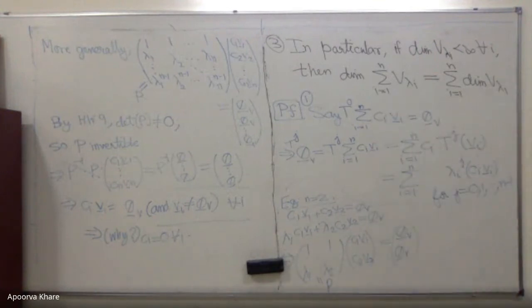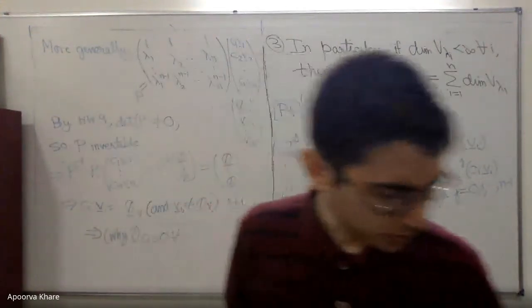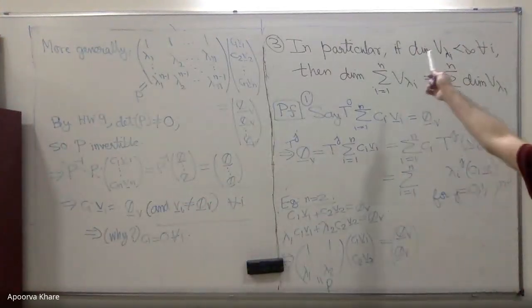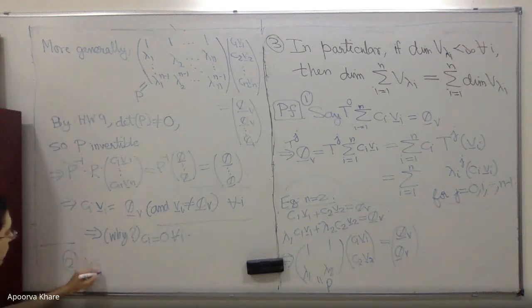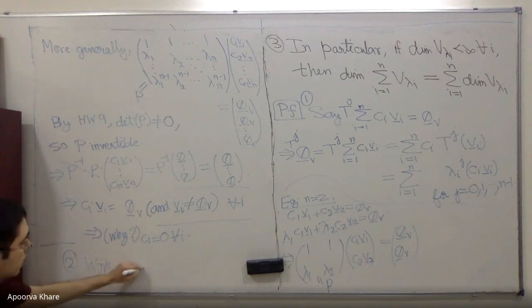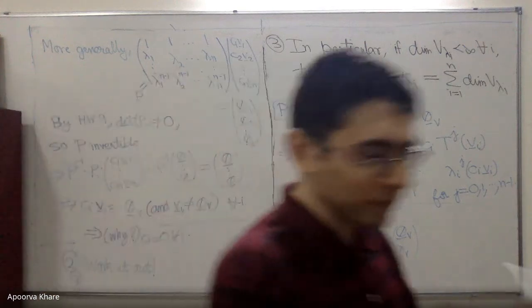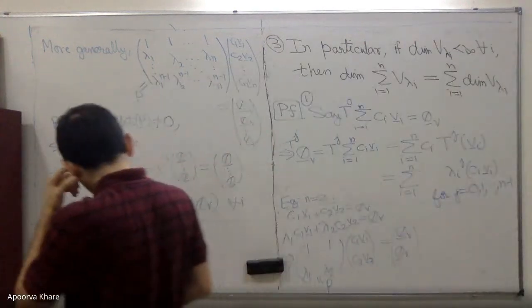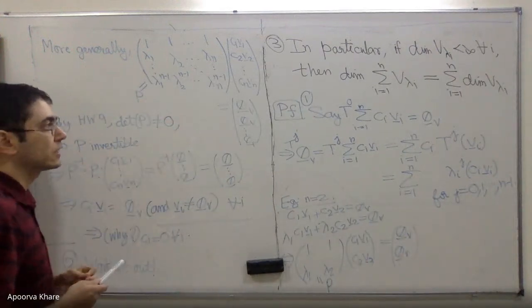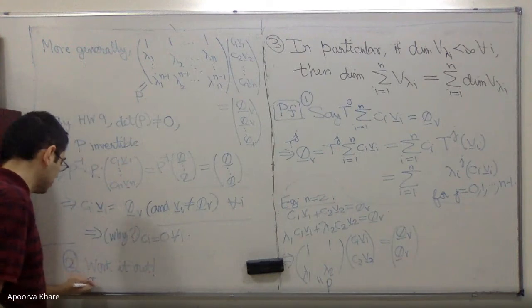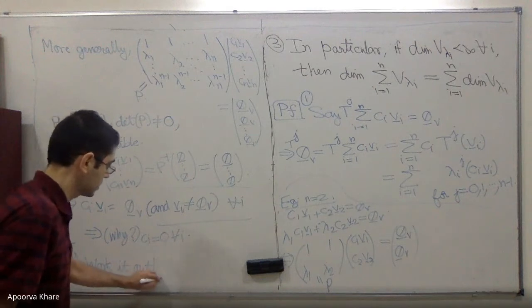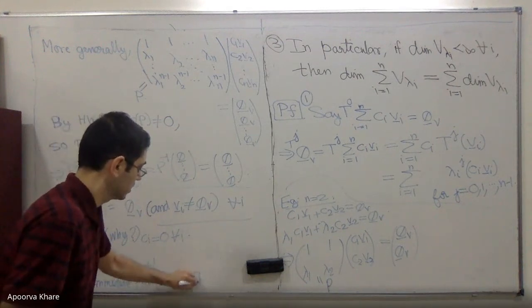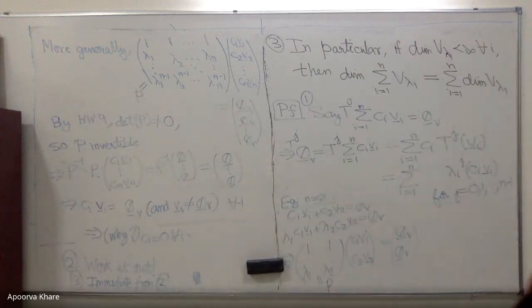The second part is just that it's a direct sum. Is there anything to say there? Part 3 is obvious from part 2, so I won't even do parts 2 and 3. Work it out. If the vector spaces are whatever, then the dimensions are the same. This is obvious from part 2. So I won't do those; you can work it out.